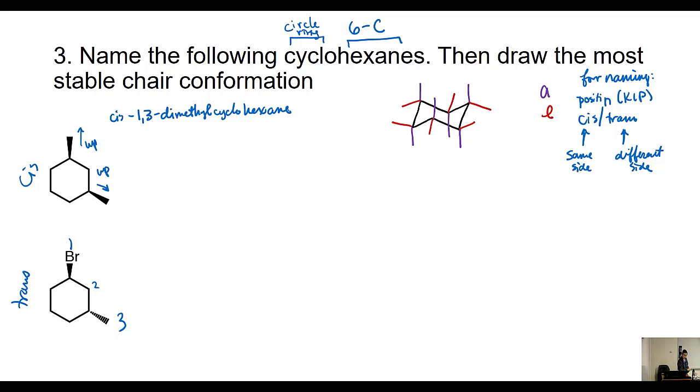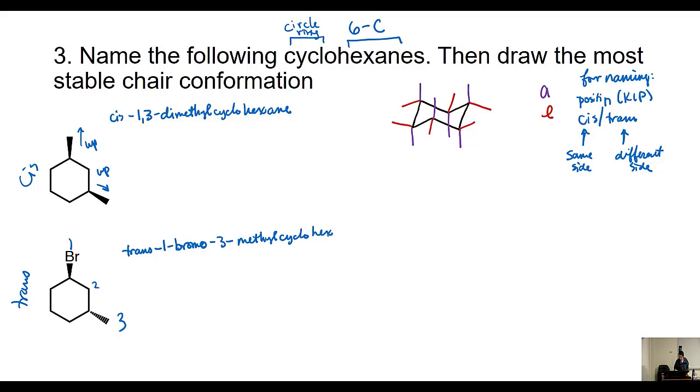This is going to be trans 1. No, this is going to be trans 1 bromo 3 methyl cyclohexane.